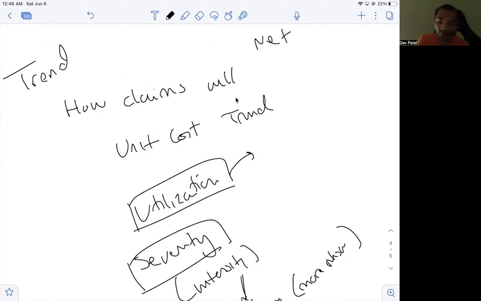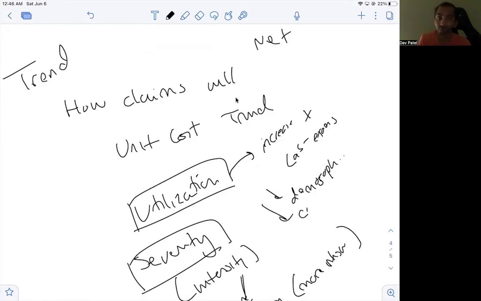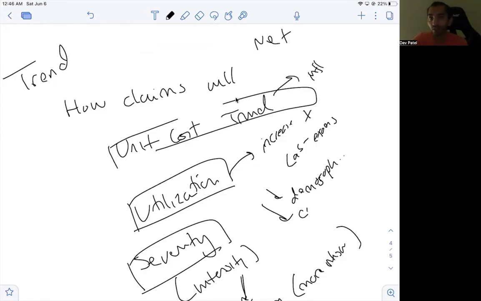So we may expect a certain increase in, let's say, X-rays or a certain increase in lab exams for some particular reason due to possibly demographic shifts, changing needs, consumer preferences, consumer needs. We have unit cost trend, which just takes into account the typical inflation, healthcare inflation, typical healthcare costs are rising. This is like your background default trajectory of the increase in prices.